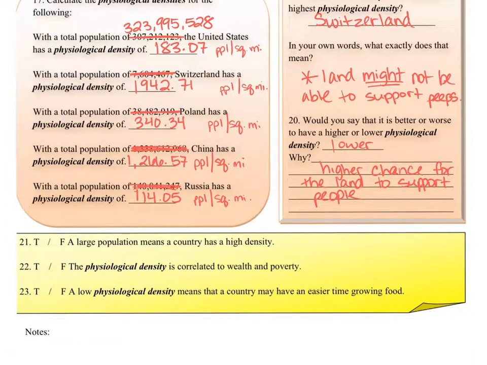True or false? A large population means a country has a high density. False, because like Russia. True or false? The physiological density is correlated to wealth and poverty. False, because like Switzerland, they have a high one, but they're also an MDC. True or false? A low physiological density means that a country may have an easier time growing food. True, because that's what we just said. All right, good.